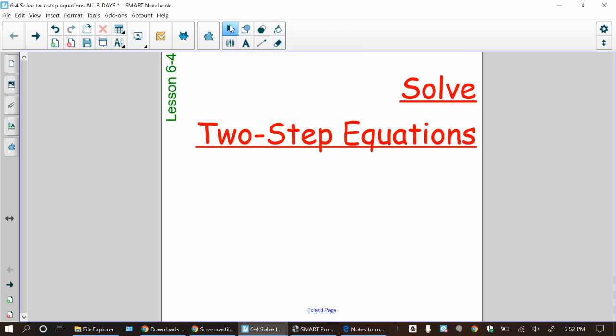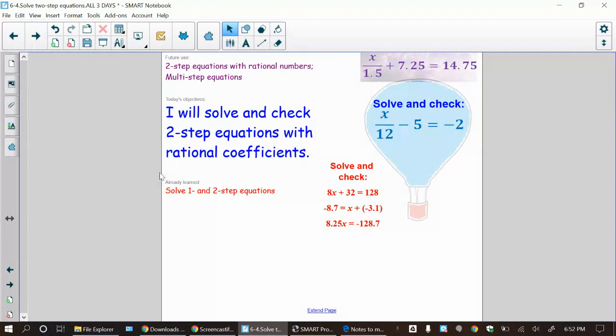This is Mrs. Oliver with today's lesson on still solving two-step equations, but we're going to take a step up to having rational coefficients. Remember, rational numbers are our integers, decimals, fractions. Okay, those are all part of the rational grouping. So we're still working with doing two-step equations. They're going to look a little bit more like this today, except we'll have either fractions or decimals as possibility.